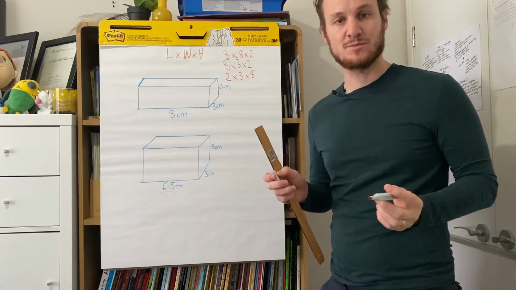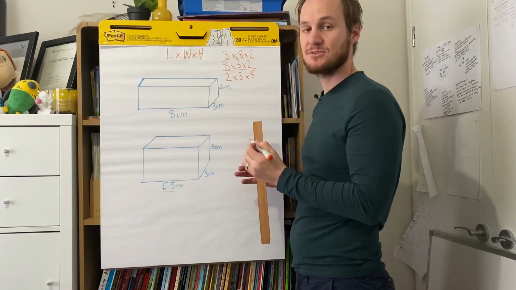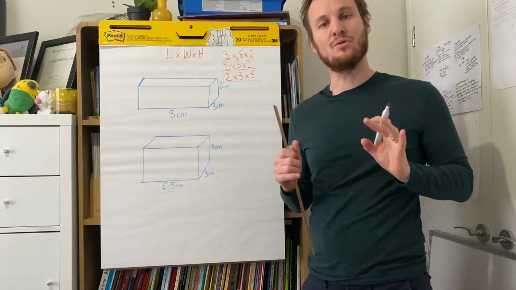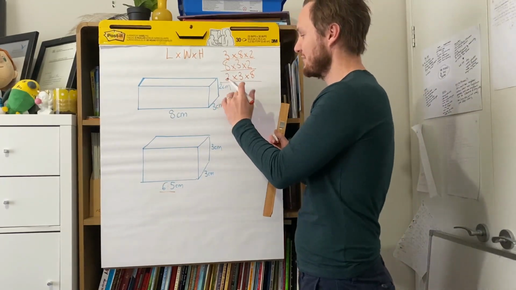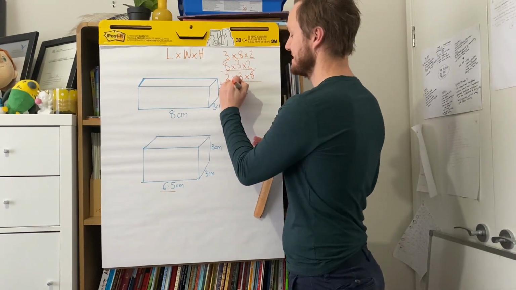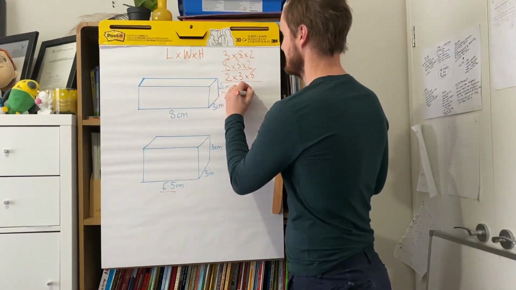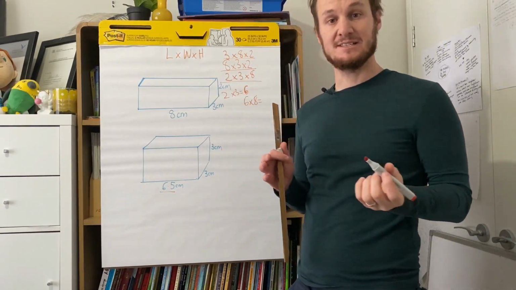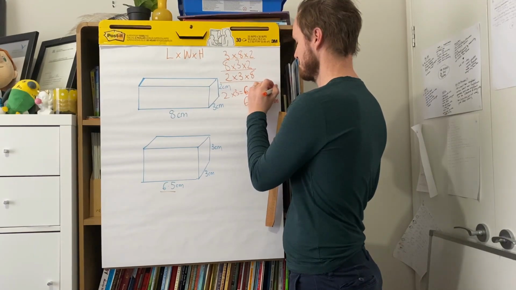Now, all 3 of these would be correct: 3 times 2 times 8, or if you wrote it 8 times 3 times 2, or 2 times 3 times 8. It doesn't matter how you write it, you're always going to end up with the same answer. You might find an easier way is to do the easy one first. So you do 2 times 3 first, because you know that one off the top of your head, which is 6. And now you do 6 times 8. And the answer is 48 centimeters cubed.